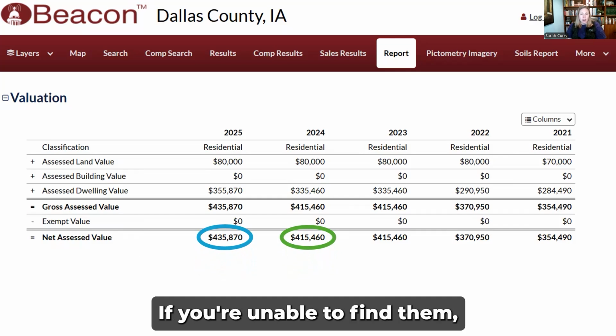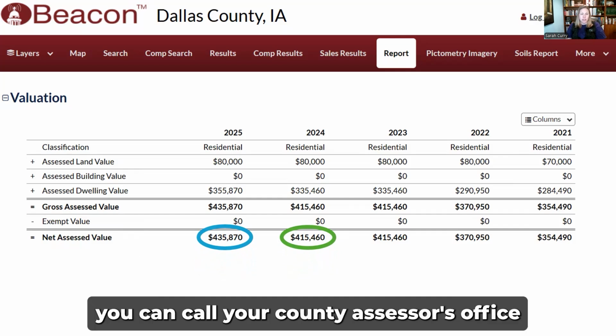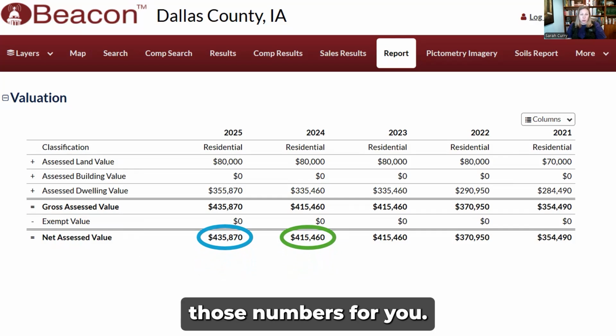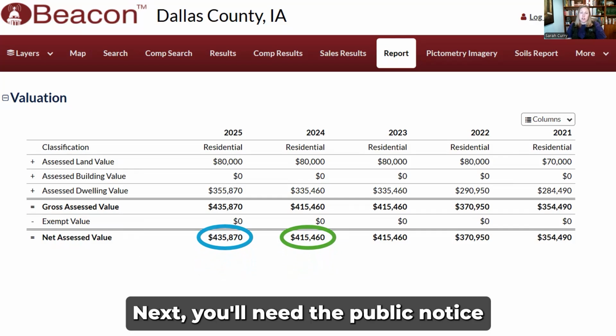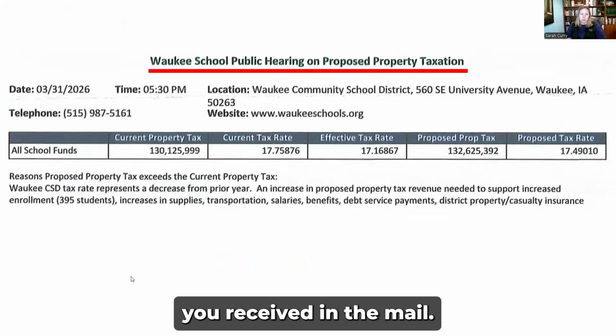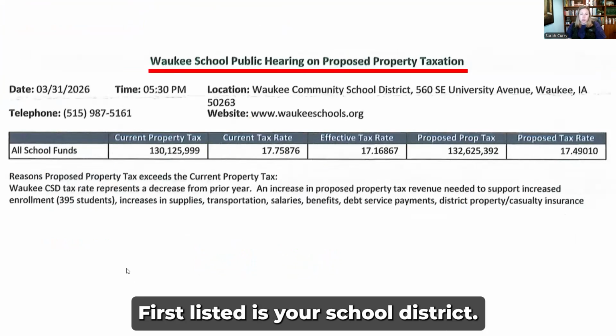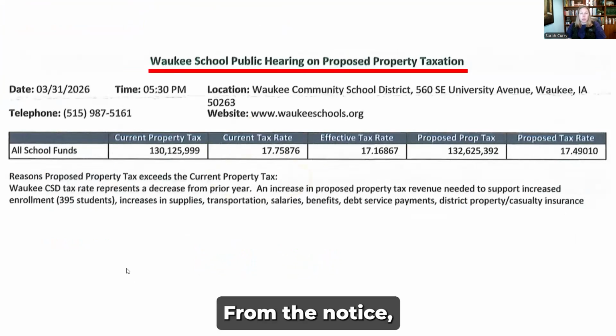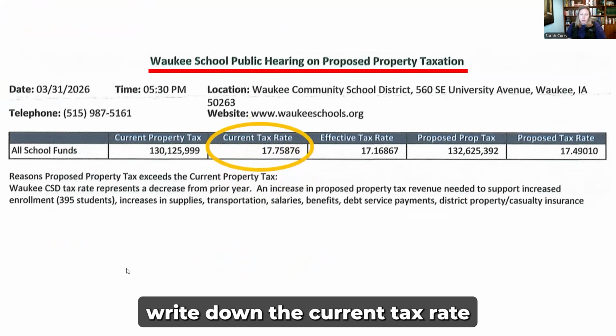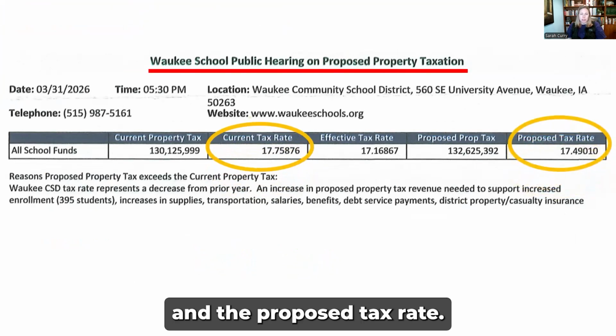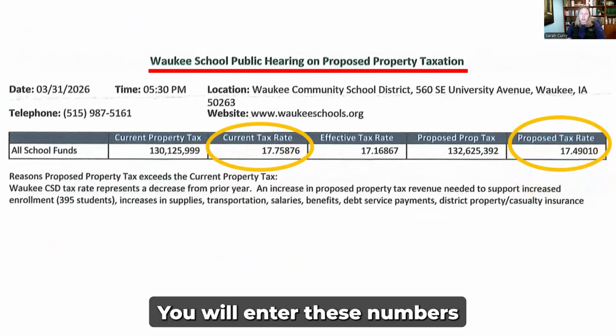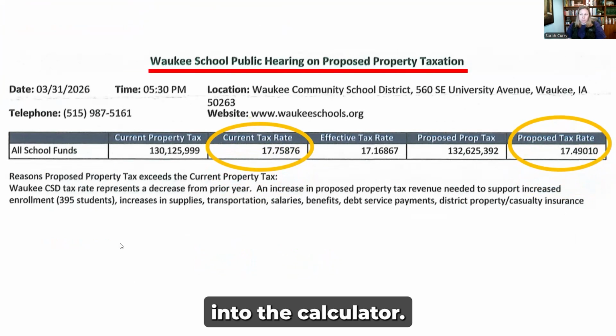If you're unable to find them, you can call your county assessor's office and they will be able to provide those numbers for you. Next, you'll need the public notice you received in the mail. First listed is your school district. From the notice, write down the current tax rate and the proposed tax rate. You will enter these numbers into the calculator.